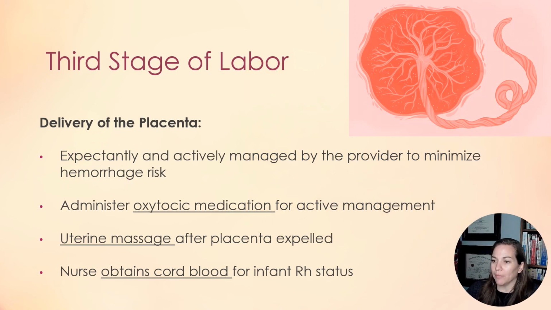So this term, expectantly managing and actively managing, means we're anticipating that blood loss is a very real risk, and we are working to minimize that. One of the main ways we do this is by administering oxytocin. The facility you're at might vary. It used to be that you wait until after the placenta is detached to start the Pitocin. Sometimes now they say as soon as the baby's born, you can go ahead and start that Pitocin.